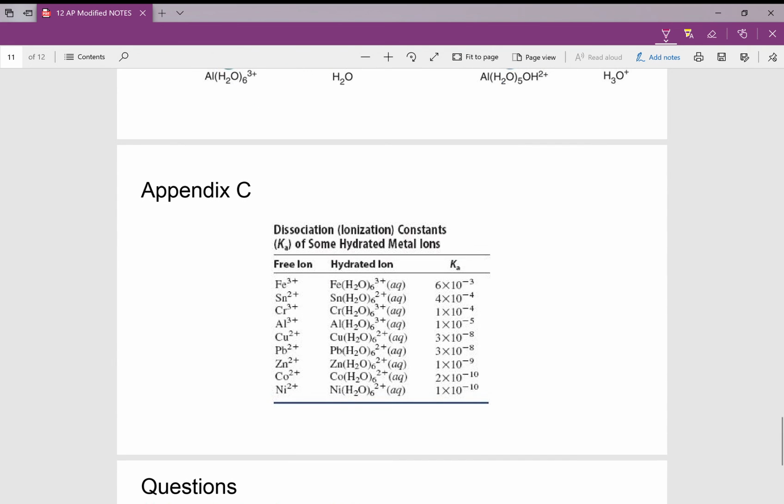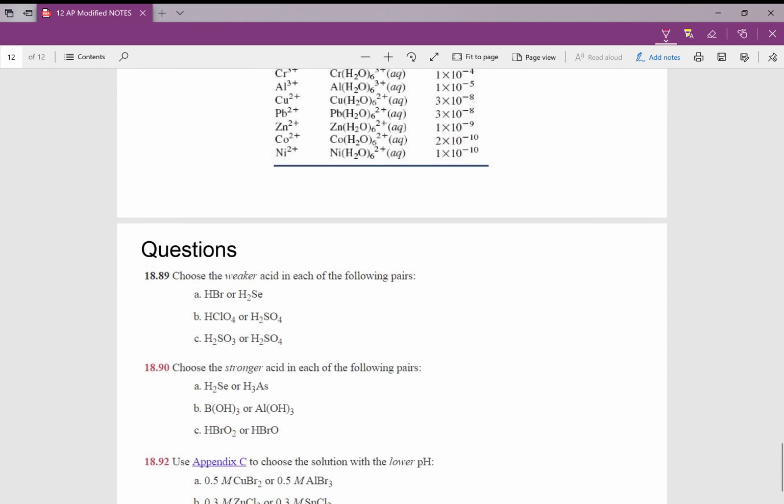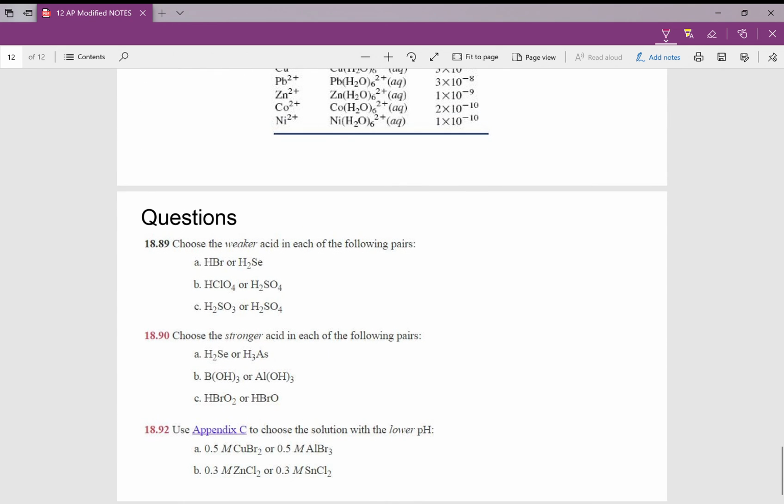There's an appendix right in your textbook or online textbook that goes through the Ka values of the various ions, and obviously shows you their formulas when they're hydrated. All right, this would be a good chance for you to quickly pause and try out these questions to check in with what you know, and then I'm going to give you the answer. So again, just pause it.